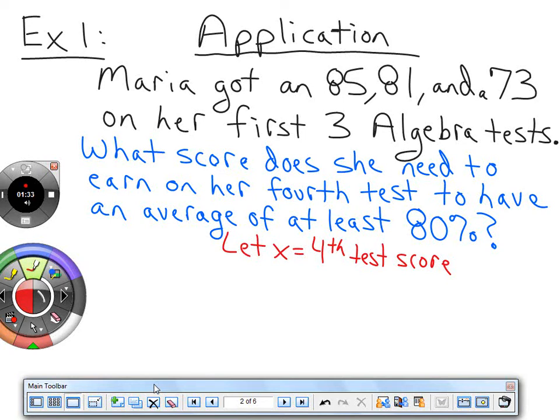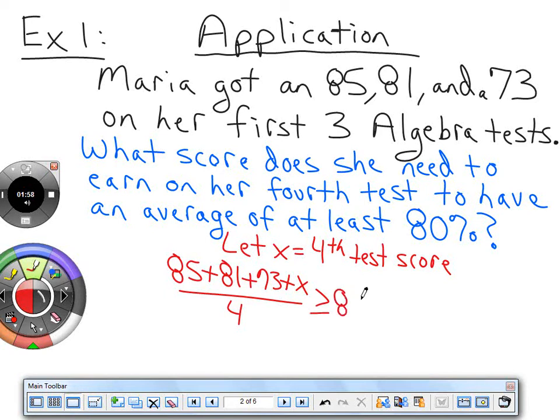So we add up our scores. We got 85 plus 81 plus 73. And the fourth score, we don't know what that is. We're letting that be x. And then we're going to divide by 4. And we want to have at least an average of 80. So we're going to say greater than or equal to 80.